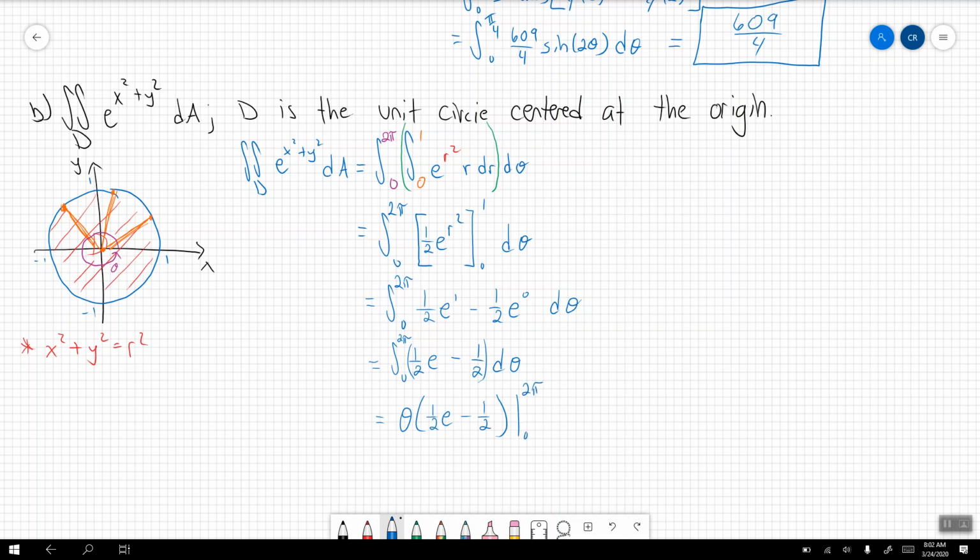That means that 2 pi is going to multiply my constants. Which means naturally we're left with pi multiplied by e minus 1. And there's the final answer. Not too bad, pretty straightforward.